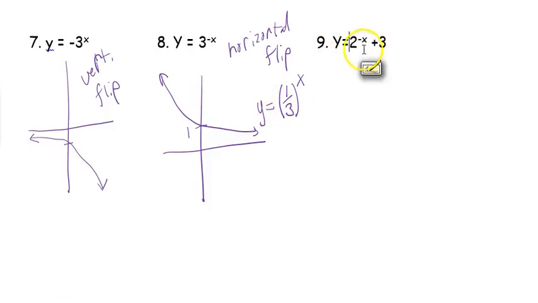Okay, for our next example, we're going to look at one with several changes. We have this plus 3 on the end, so that is where we're going to move up 3. And the negative on the inside does what it did over here, so that's going to do a horizontal flip.